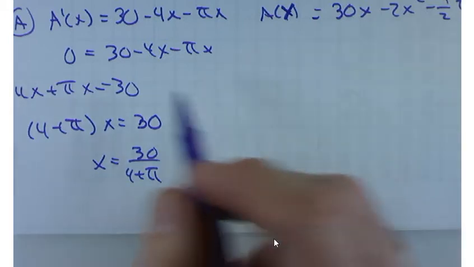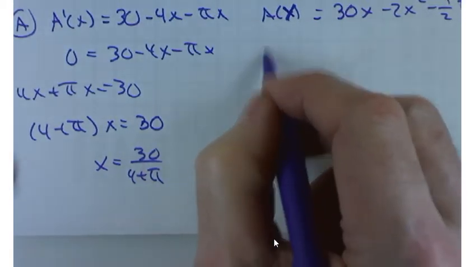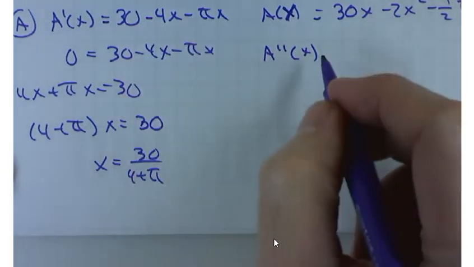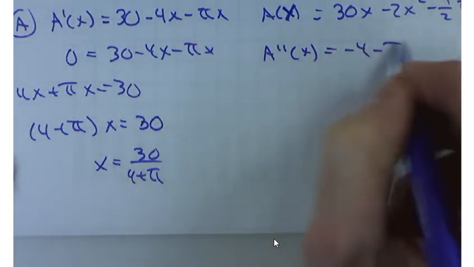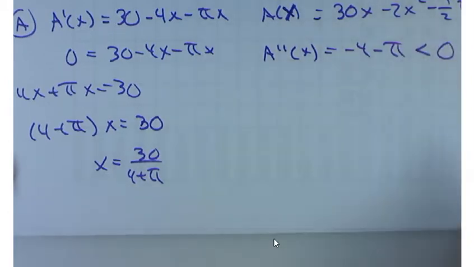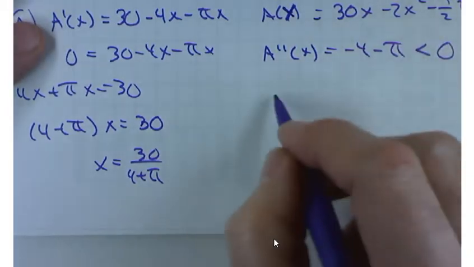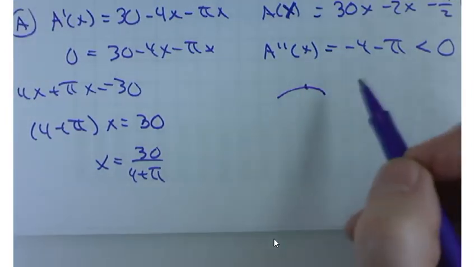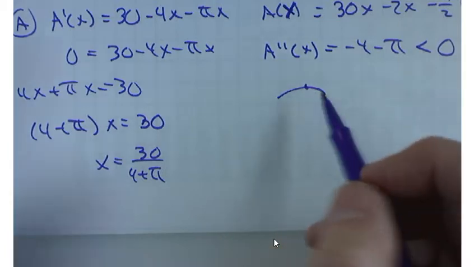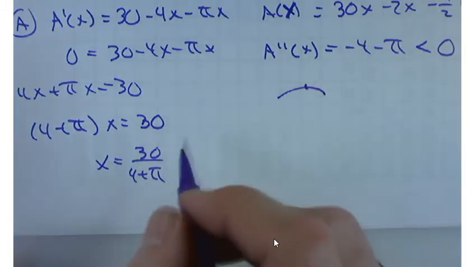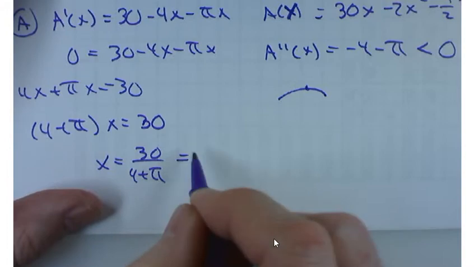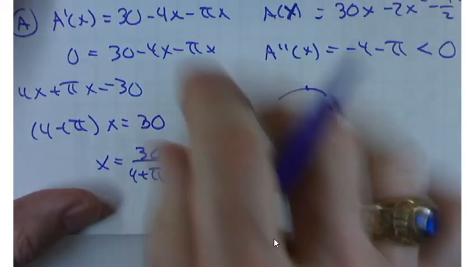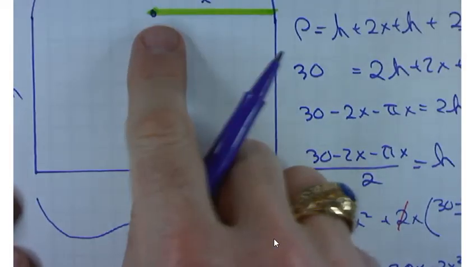Okay, so if we were to look at the second derivative, A double prime of x would be minus 4 minus pi, and that's always less than 0. So the shape of the function is going to be concave down at that critical point, so you've got a maximum. Nice. So that's going to be the radius. That's that value of x way up here.